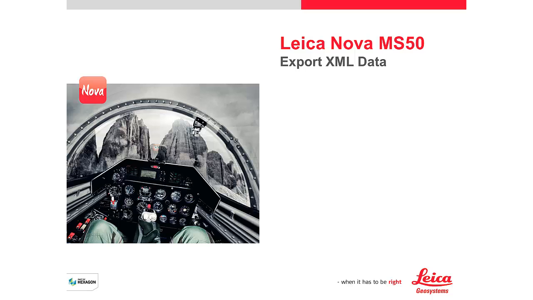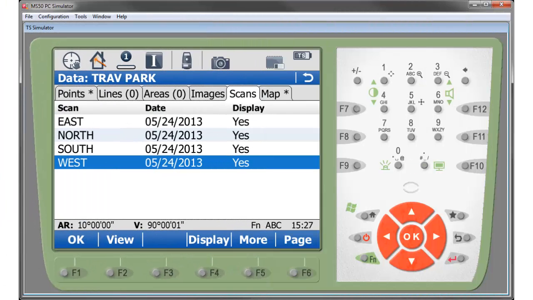This video is on the Leica Nova MS50 export XML data. Okay, we've completed a small job. We've got a traverse around a building, some other things that were located in the job, and four scans on various sides of the building.